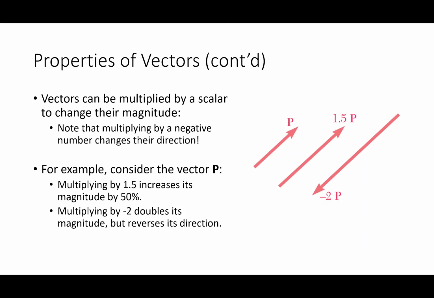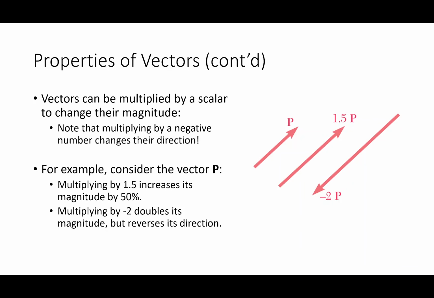So for example, if I have some vector p and I multiply it by 1.5, what I would get is this vector. It's along the same direction, it's just its magnitude has been increased by 50%. If I were to multiply p by -2, I would get a vector that is twice as long, so the absolute value of its length is twice as long. It's just going in the opposite direction.